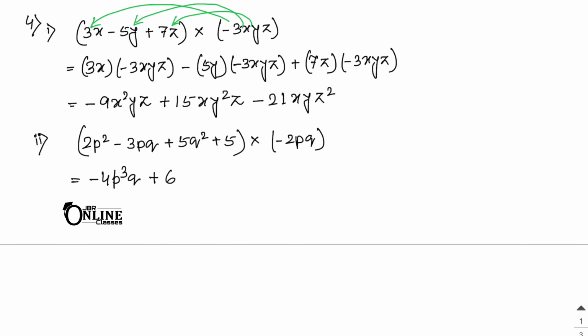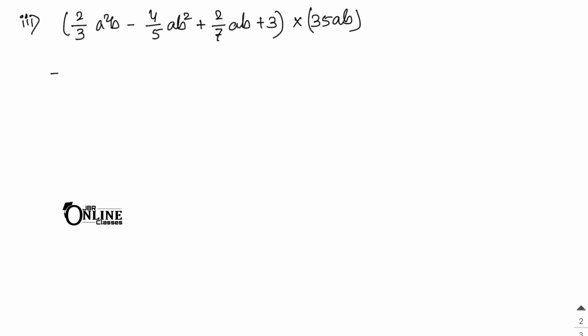3 into 2, 6. P into p, p square. Q into q, q square. Next one, here minus, then 5 into 2, 10, then p only, and then q square into q, it becomes q cube. Now the last one, 5 multiply with minus 2pq. So it's minus, then 10pq. It's very easy.